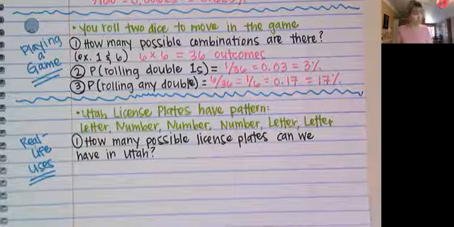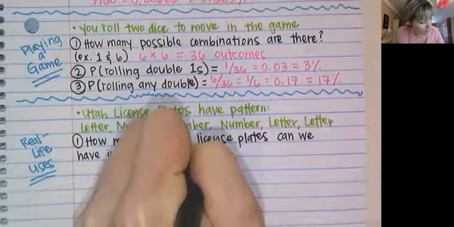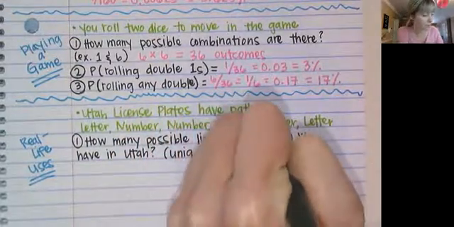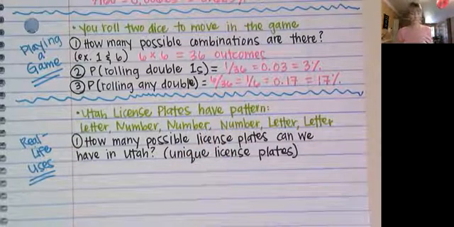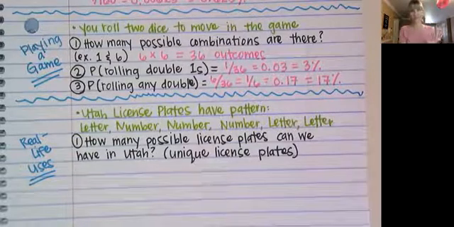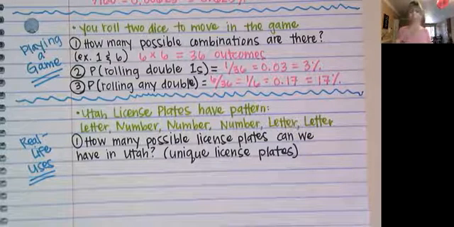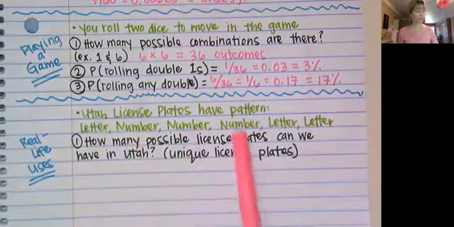So I'm going to put in parentheses, unique license plates. Unique means you have a license plate for your car and you are the only one that has that license plate. It would be a real problem if a bunch of us all had the same license plate numbers. And they call them license plate numbers even though there's letters on them. Anyway, it would be a problem if more than one of us had the same license plate. They need to be unique to you and to your car. So this question is, how many of them can we get with this pattern? Letter, number, number, number, letter, letter.